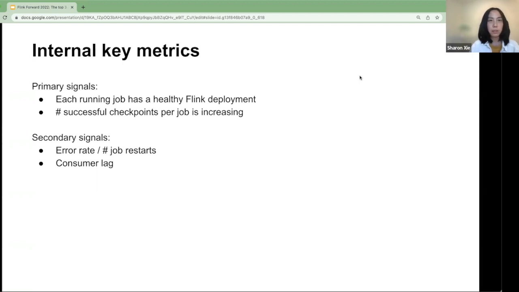So when a checkpoint is able to be created, that means a Flink job can run from the source operator to the sink operators without issue. Other than that, we also have secondary signals that are useful for debugging or identifying health service degradation. So things like error rates and the number of job restarts, also the consumer lag, that will give us a good indicator of if there's any back pressure in our system.